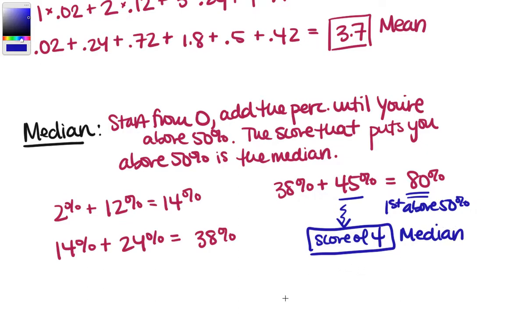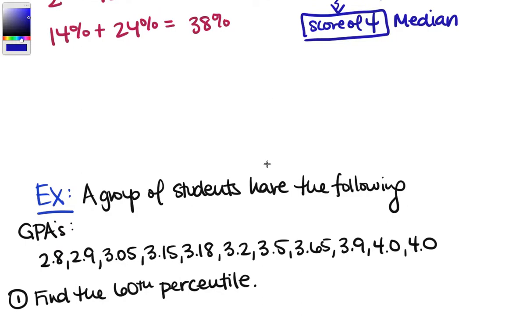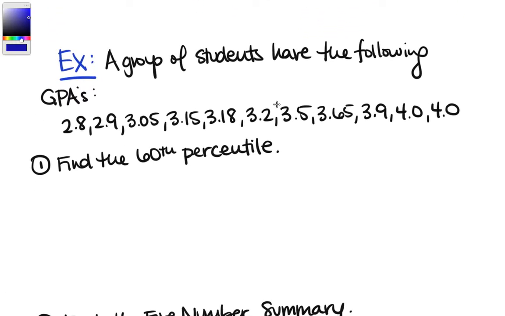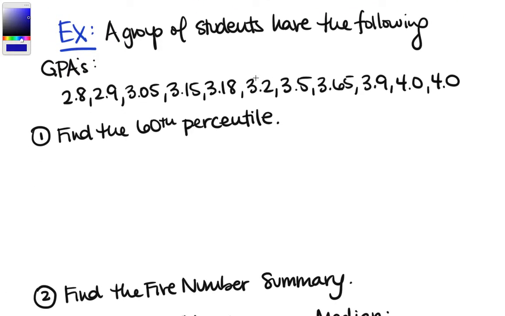All right, let's go ahead and do one more example. A group of students have the following GPAs, and remember that you may not always get your data in a sorted list, right?